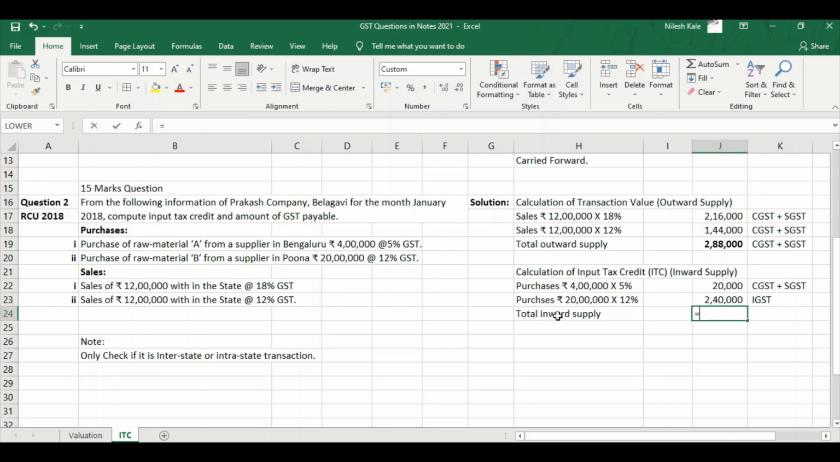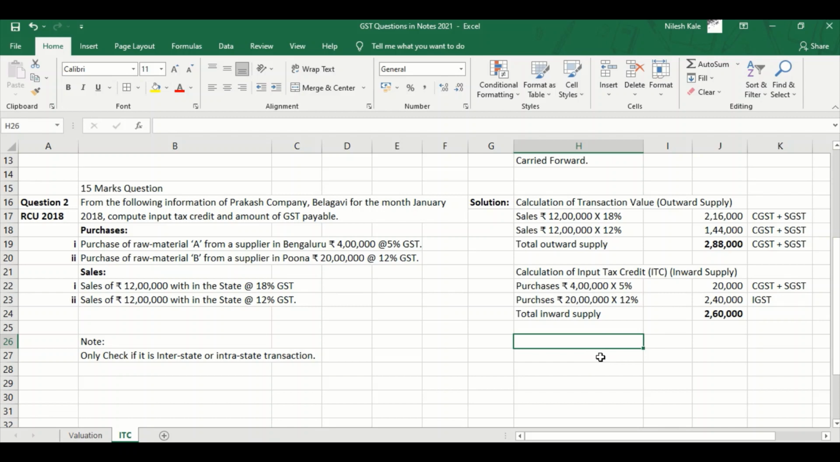2,40,000 plus 20,000. It is 2,60,000. Okay, let me bold this. Now let us start with the third step.